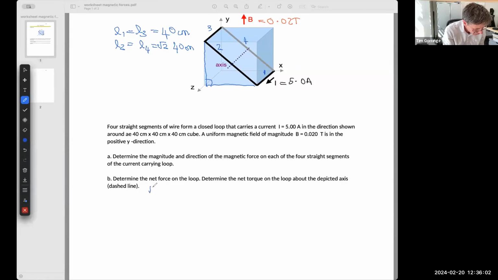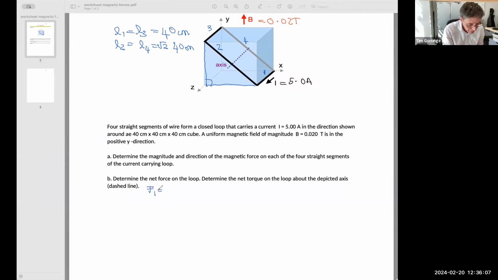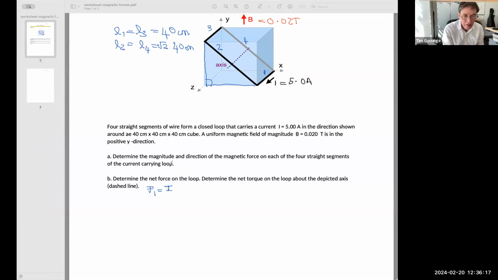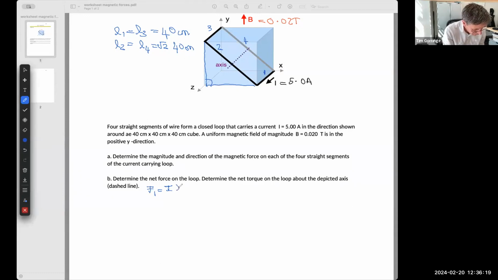So we'll call that force number one, for wire number one. By the field equation, it's going to be I, the current, and that's the current in every wire, so I won't label that with an index, times the length of the wire. That's L1. I will label that with an index because it's different for different sides. Times B, that's the magnetic field strength that we're immersed in. Don't need to label that. It's the same for every wire.